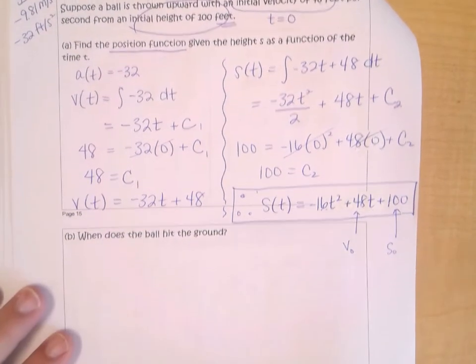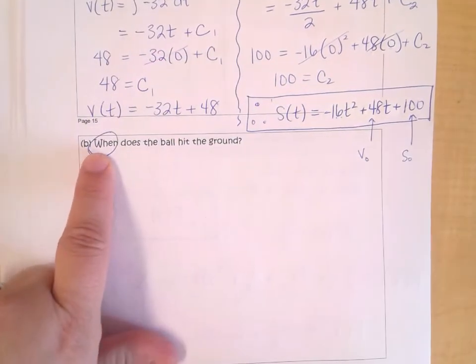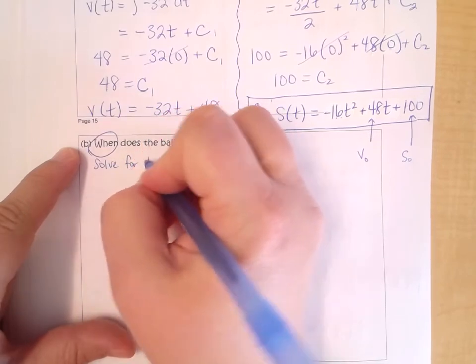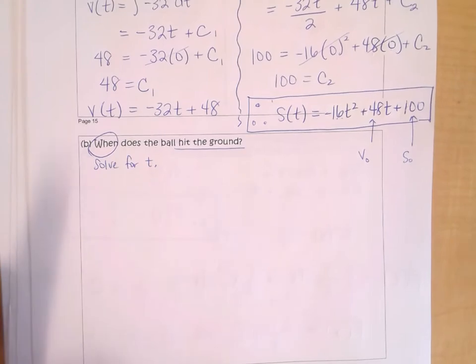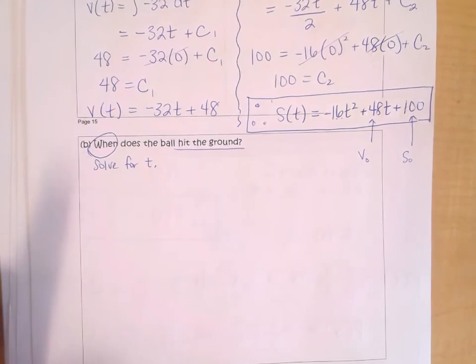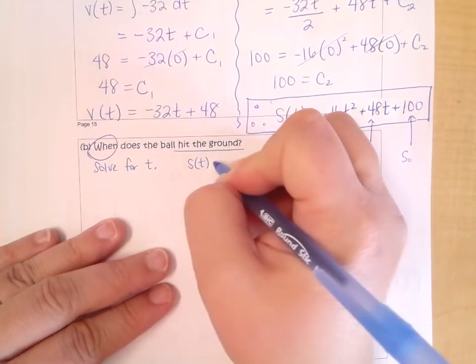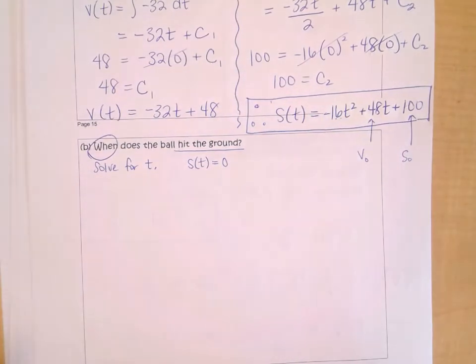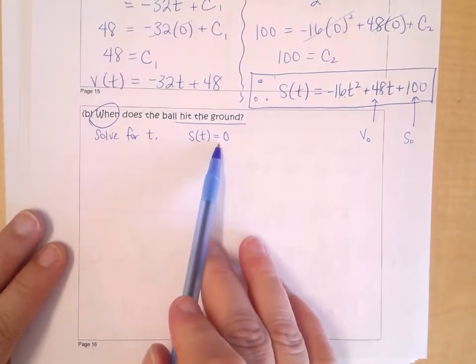Question says, when does the ball hit the ground? So when implies we're solving for what? Time. And hit the ground, is that a velocity or is that a position? A position. What is the position when you're on the ground? 0. Position is just another way to say height. What's our height when we're on the ground? So what they're telling us to do is set the equation equal to 0 and solve for t.